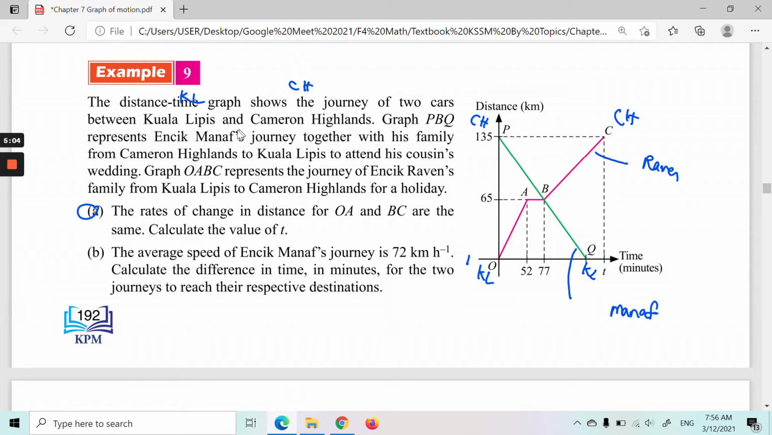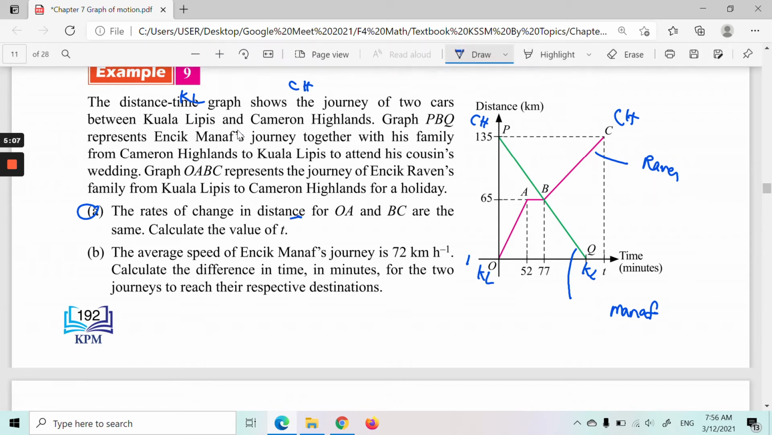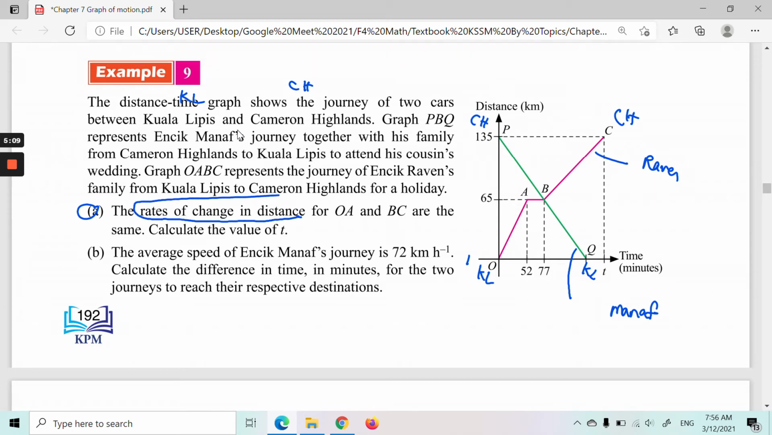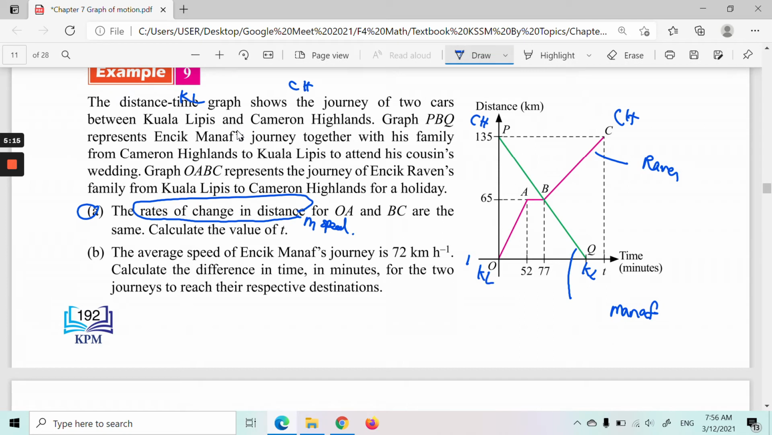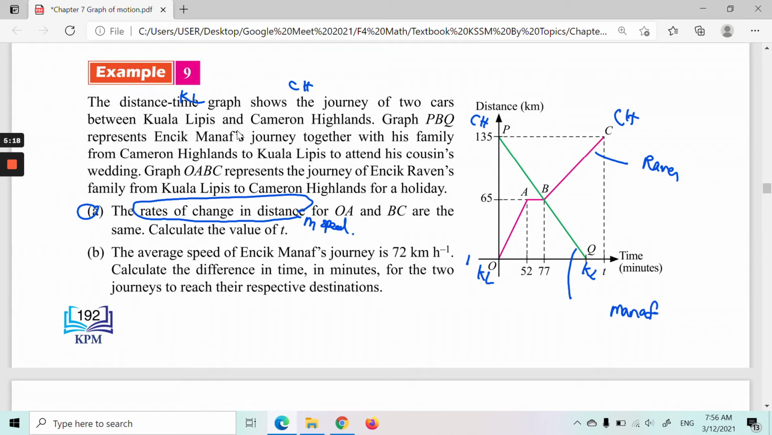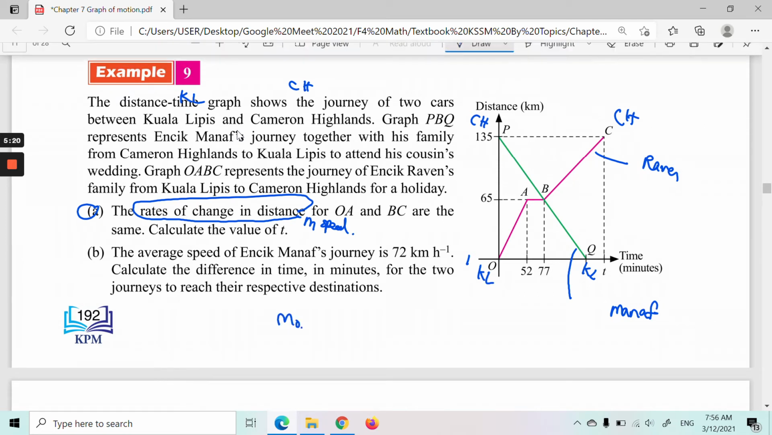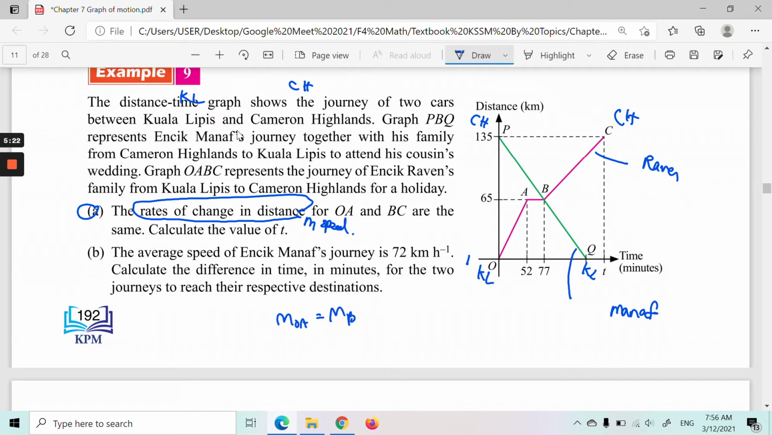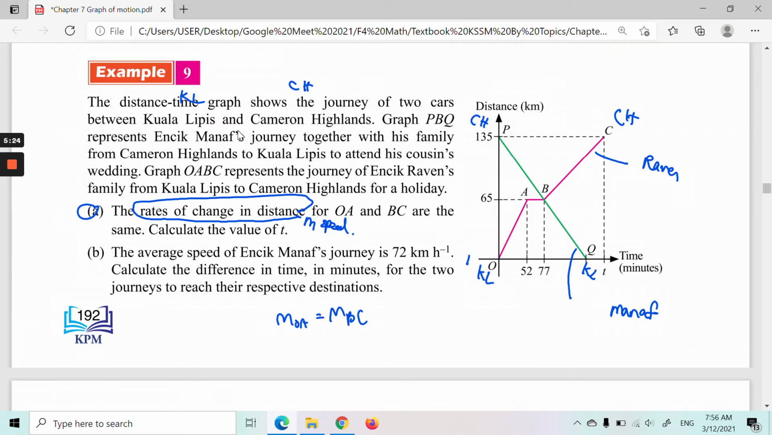Calculate the value of T. Okay, here what we call it rate of change in distance, meaning that this one refers to gradient or to speed. So OA equals to, meaning that you can write down gradient OA equals to gradient BC. To get our gradient, we need to have two coordinates. This coordinate is 0, 0. Then this coordinate is 52, 65. This coordinate is 77, 65, and this coordinate is T, 135.